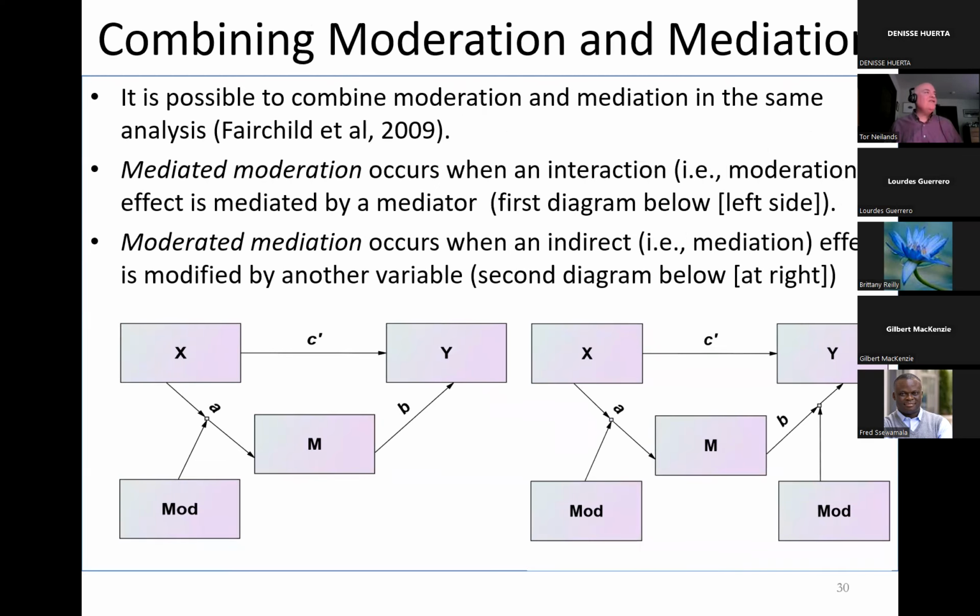And lastly, you can combine moderation and mediation. So on the left-hand side here, we have mediated moderation, and that's when an interaction or moderation effect is mediated by a mediator. So here you have your mod and it's mediated by M, whereas moderated mediation occurs when an indirect or mediational effect is moderated by another variable. So here we have the X to M to Y relationship that we looked at earlier, but now you have mod affecting this A pathway and this B pathway.